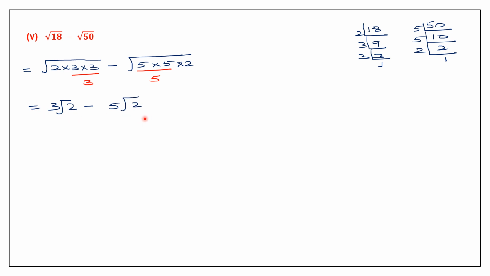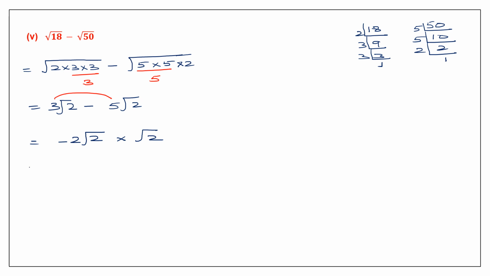So this is 5 root 2. Since the base is the same here, both are root 2's, isn't it? So we can work on the numbers that are here, that is 3 minus 5. 3 minus 5 is minus 2. Minus 2, and we can write root 2 inside. Minus 2 root 2. Now, to find the lowest rationalizing factor of minus 2 root 2, take only root 2. So multiply this with only root 2. Multiply this with root 2.